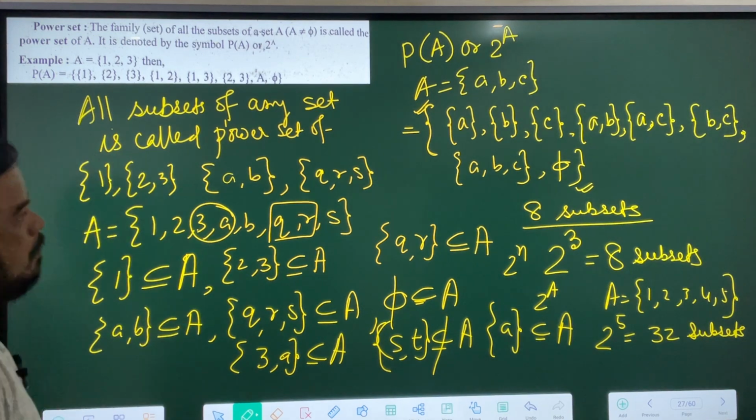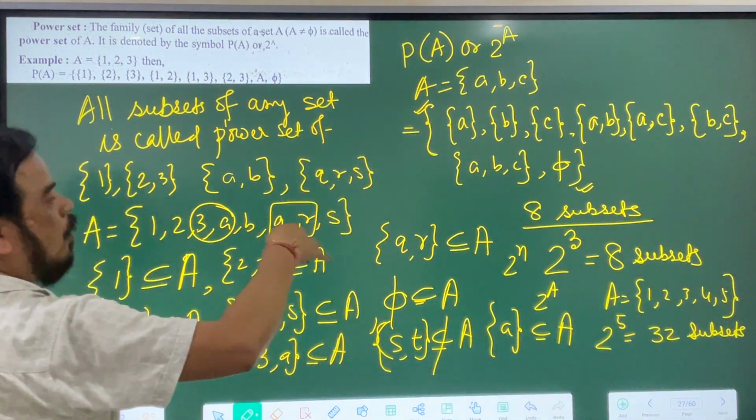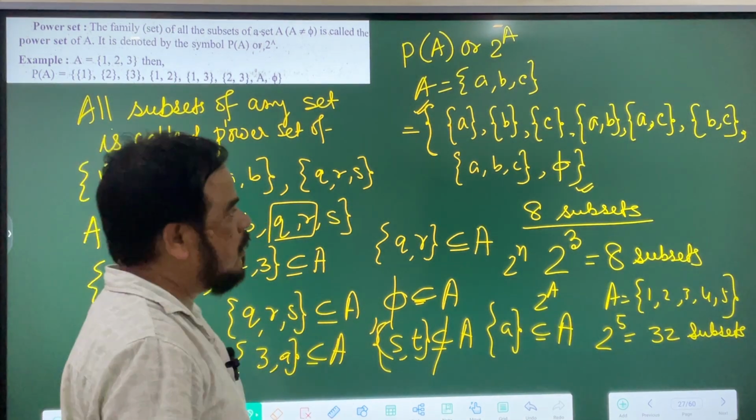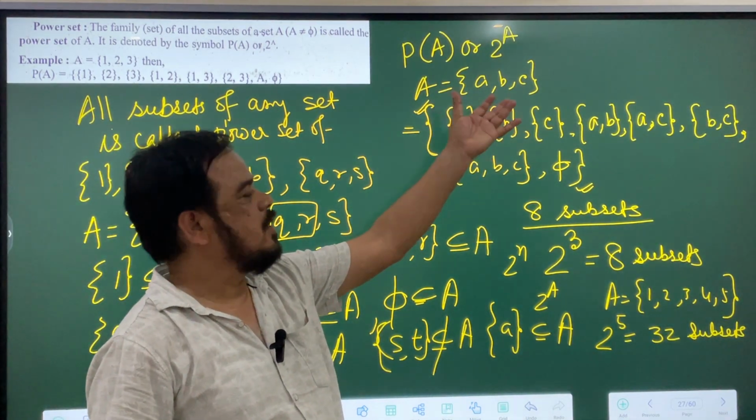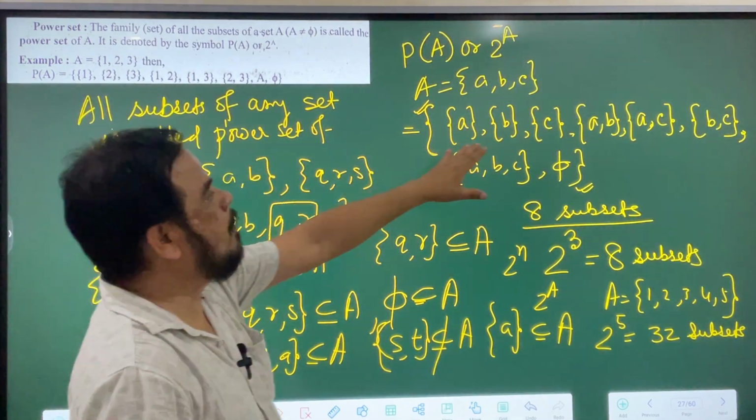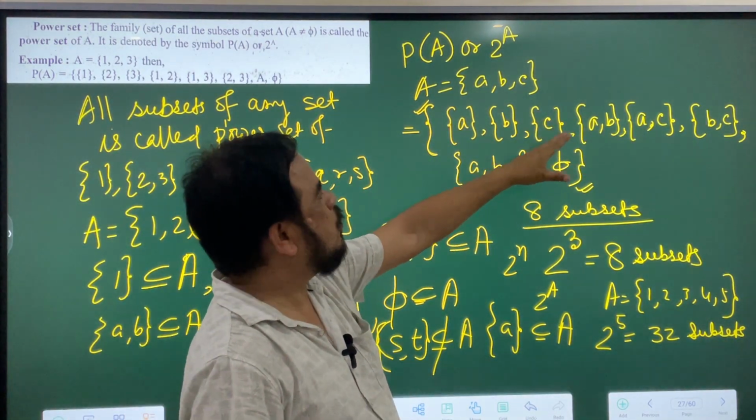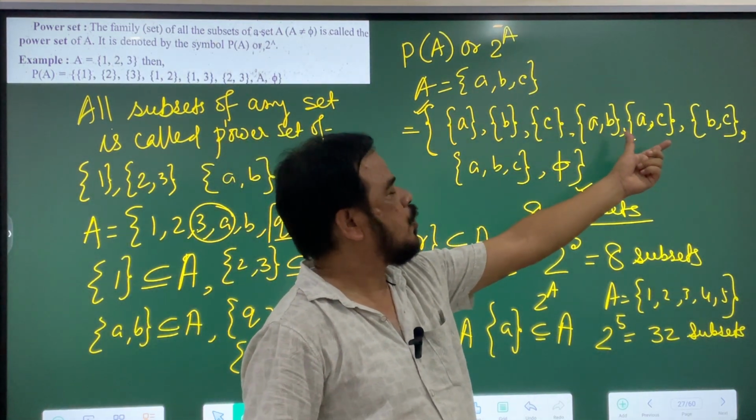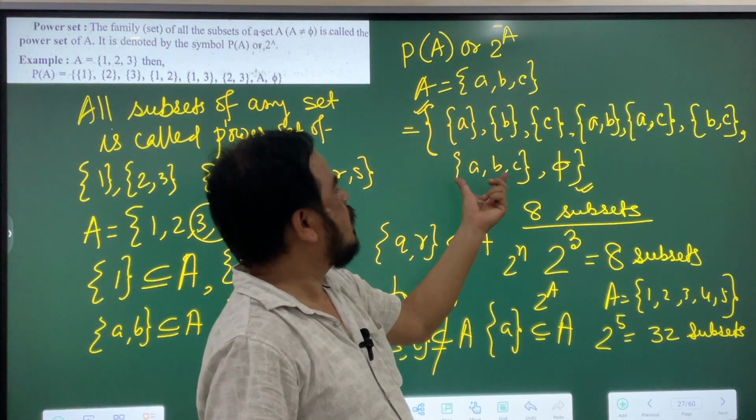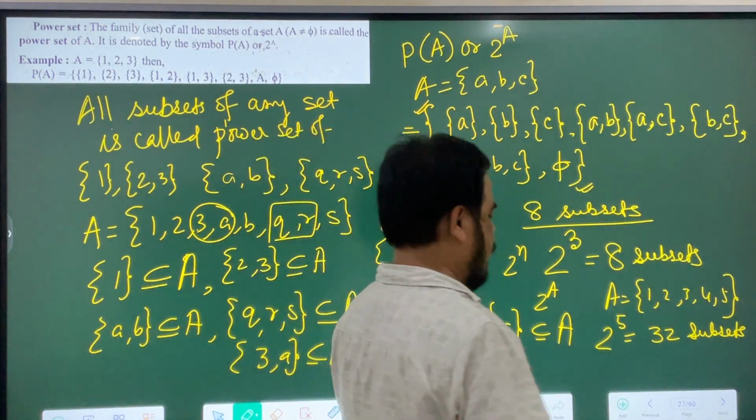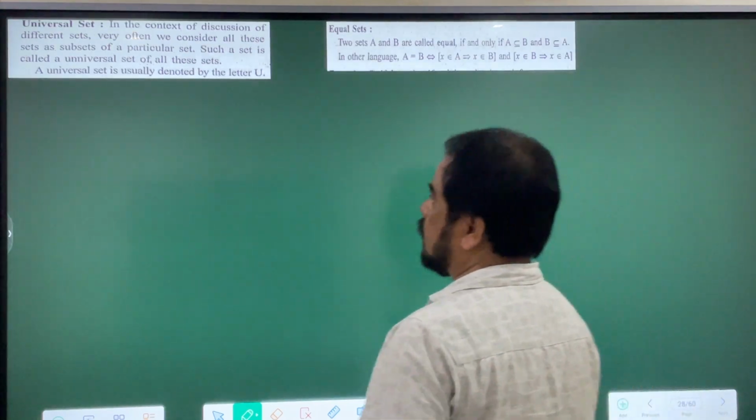So this is called the power set. Writing all subsets of any set is called the power set. All possible subsets. We cannot use any more for ABC. We have used double, single, and triple. After that, no more. Phi will always be there. I hope you understand about the power set.